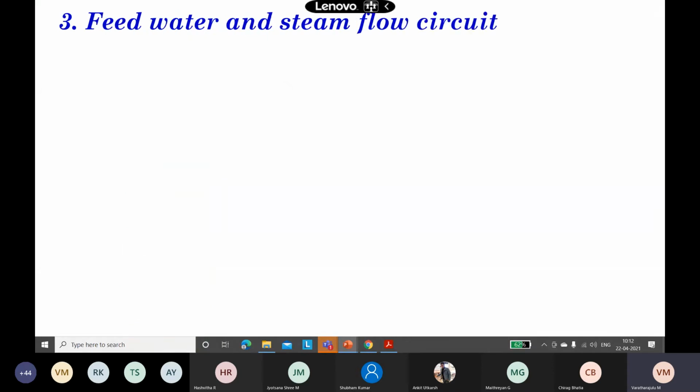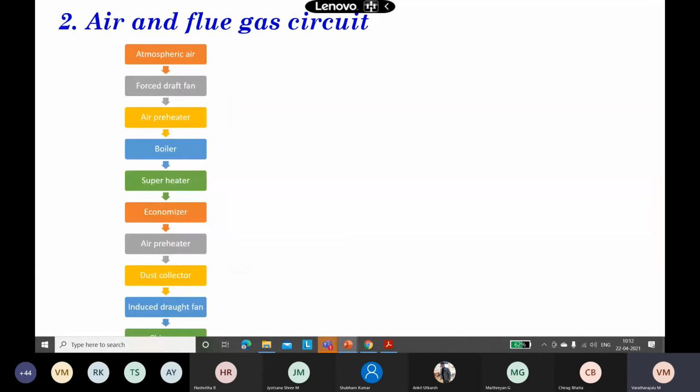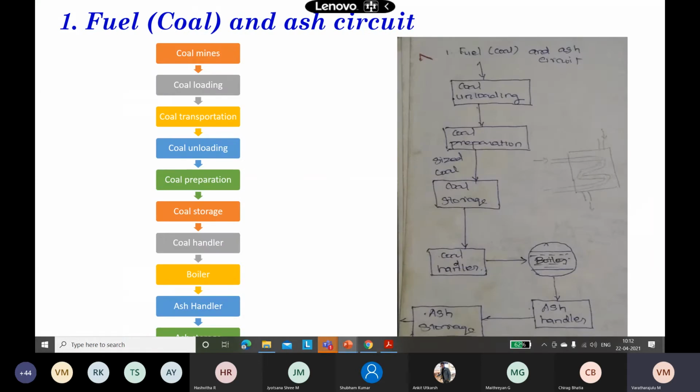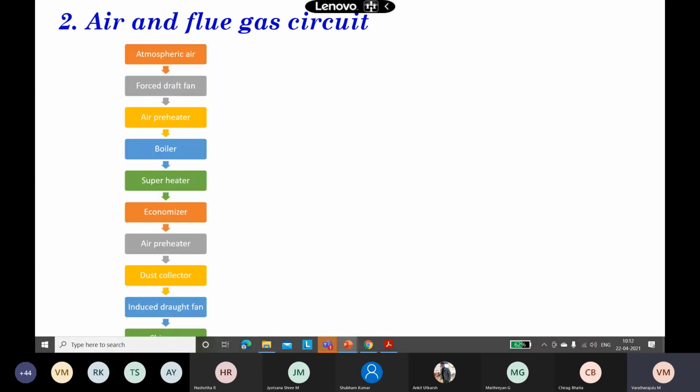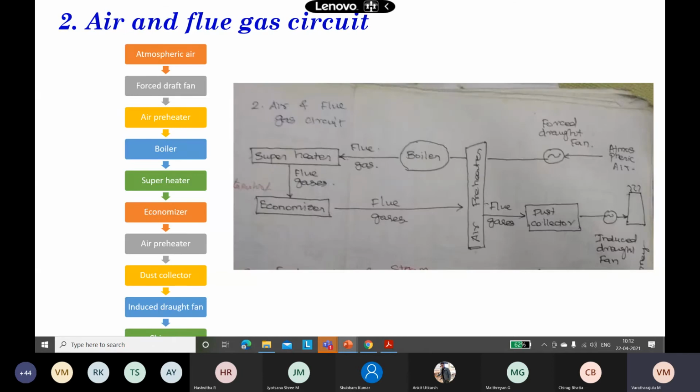And the feed water and steam flow circuit. If you have any doubts with these two circuits, coal and ash circuit and air and flue gas circuit, shall I move ahead? Shall I move ahead with the other two circuits?